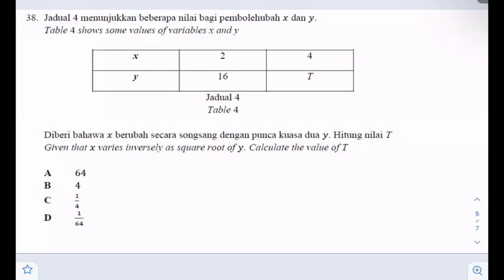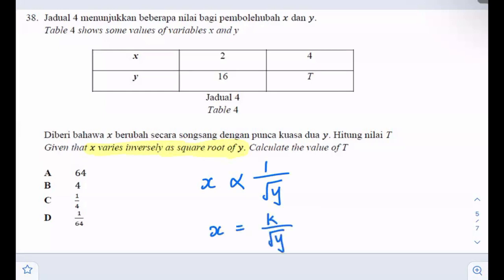So next, we have some values for variables x and y. And given that x varies inversely as the square root of y, so it's an inverse relationship. So x varies as, when it's inverse, you have to put it 1 over the square root of y. And we change the variation sign to equal k. So x will be equal to k divided by the square root of y.